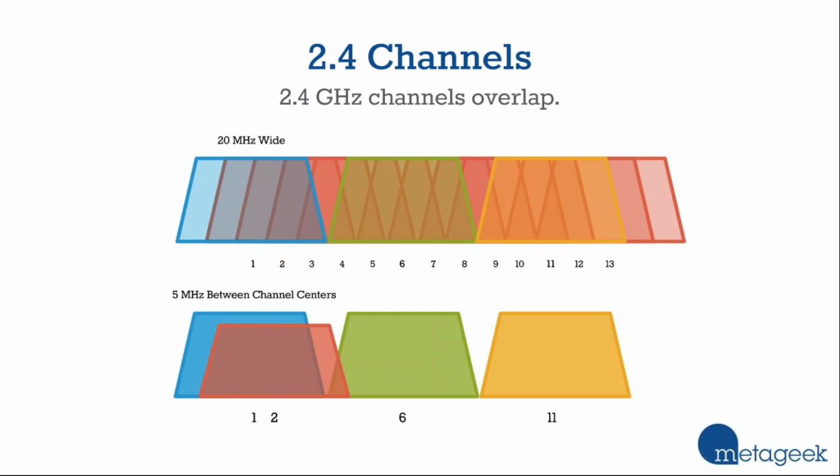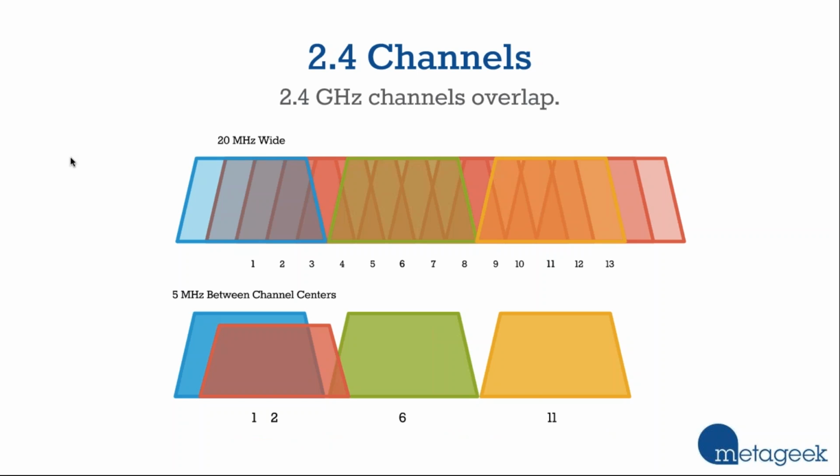And you realize that most of the channels in the 2.4 gigahertz band partially overlap in some way. The only 3 channels that do not overlap are channels 1, 6, and 11. Those are the only 3 channels in the 2.4 gigahertz band that don't overlap. So the next question that you might have is, okay, why does that matter? Why does it matter if those channels overlap?